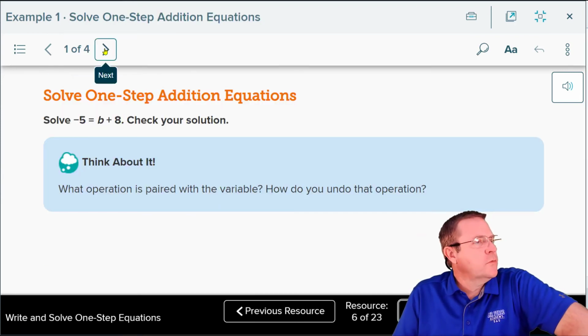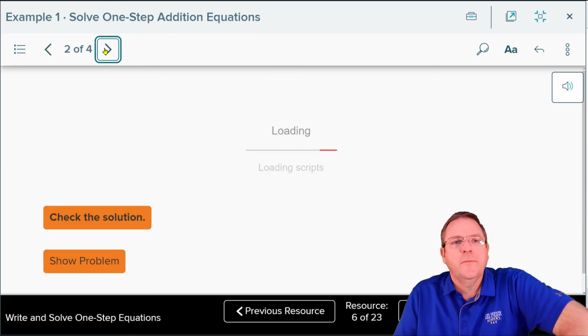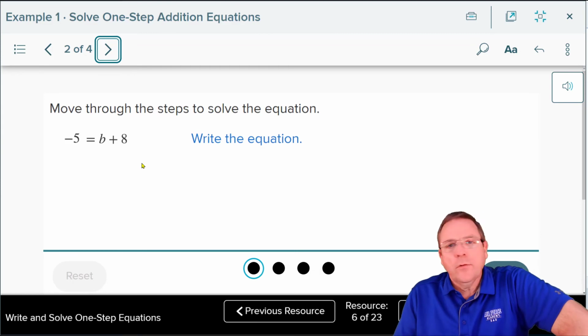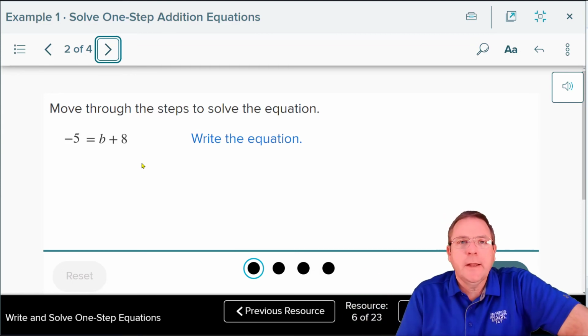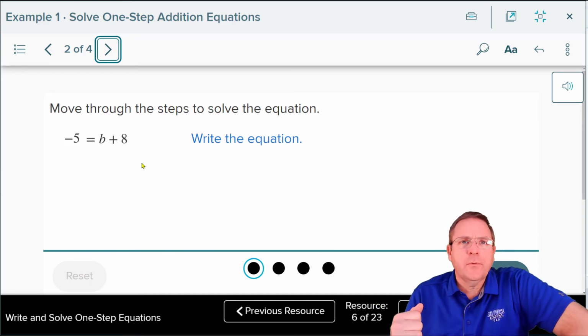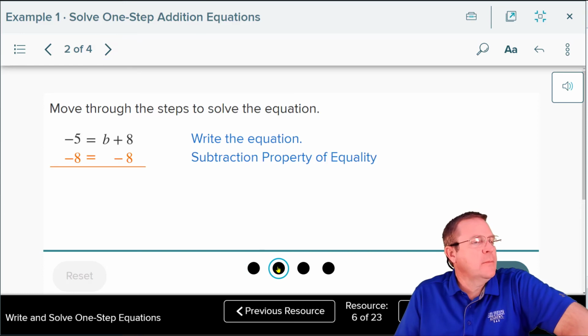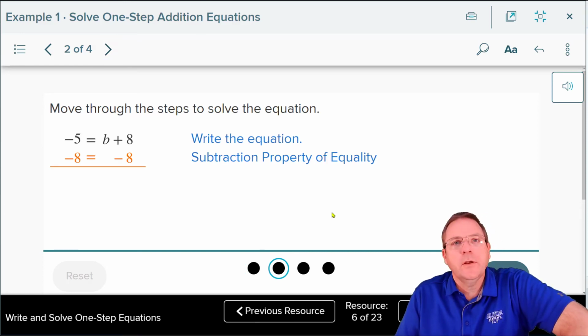Example 1 has us solve the equation negative 5 is equal to the sum of b and 8. The final goal of any equation is going to be to isolate your variable. Your variable is going to be b, its friend is 8, and 8 is doing what? 8 is adding itself to b. So what's the inverse operation of plus 8? Well, that's going to be minus 8, and that's going to be using the subtraction property of equality.